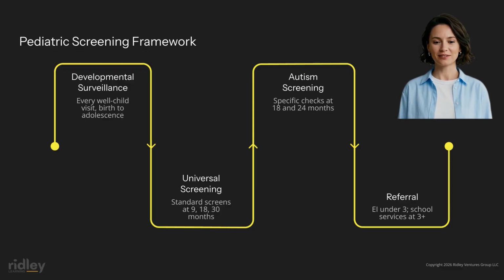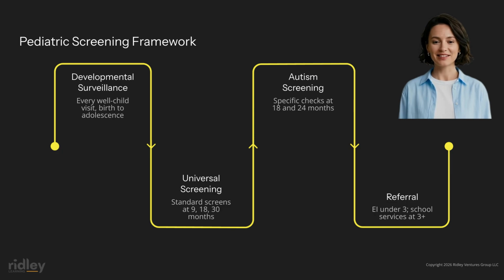It incorporates elicited parental concerns, focused developmental history, direct clinical observation of social communication and motor behaviors, and review of milestone attainment against the 2022 CDC AAP family-friendly milestone checklist, which was revised to a 75th percentile threshold to improve sensitivity. Structured universal developmental screening is recommended using validated tools at the 9-month, 18-month, and 30-month well child visits, with autism-specific screening at the 18-month and 24-month visits. Any positive or concerning screen should prompt referral to Part C early intervention for children under 3 years, or to school-based special education services for children aged 3 and older.